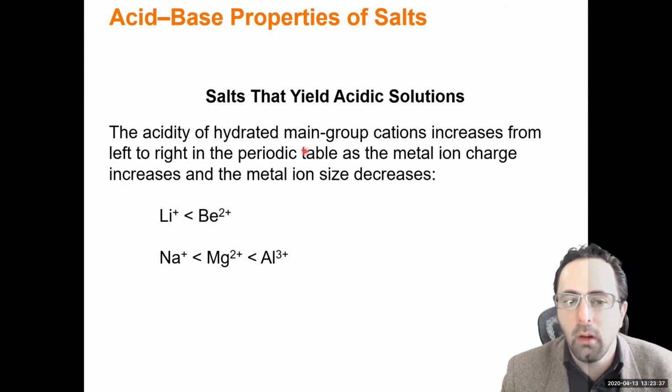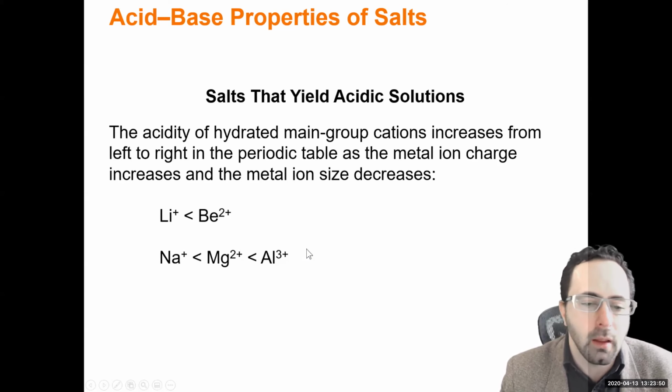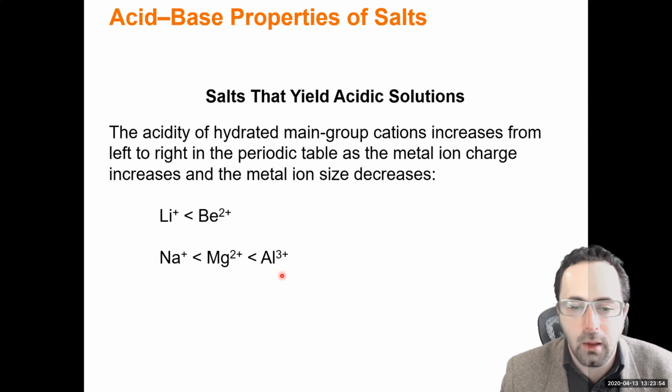So the acidity of a hydrated metal group increases from left to right on the periodic table as the charge increases, and also as the metal ion size decreases. So near the top and the right side of the periodic table, those metals are the acidic cations. Like aluminum is the best example. It's one of the most acidic.